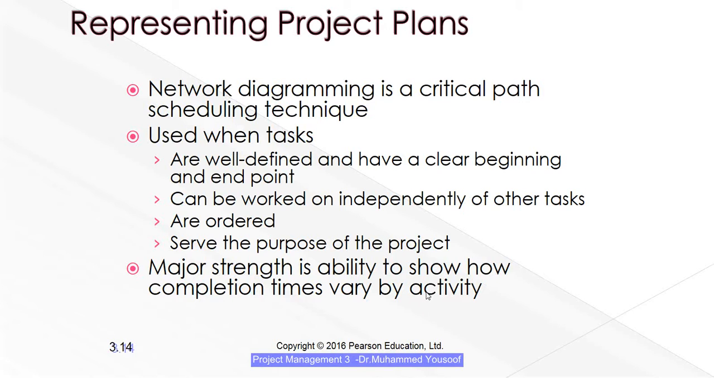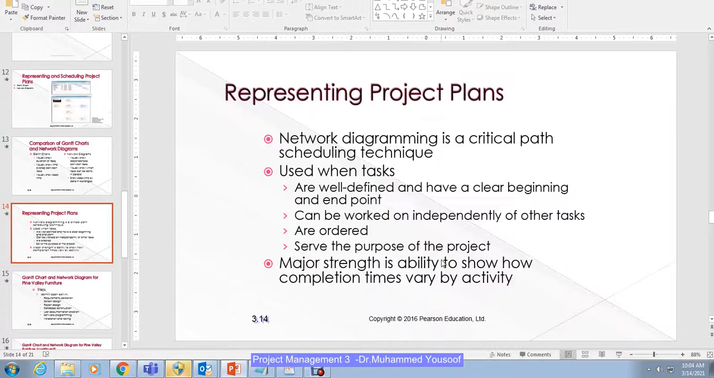So there are two tools which we have seen. One is the Gantt chart, the other one is the networking diagram. Networking diagram is based on the critical path method, which shows the important activities that have to be followed in a sequence in order to make sure that your project is done in time.